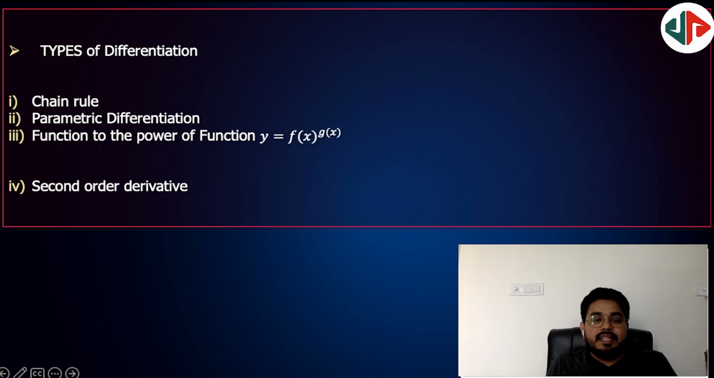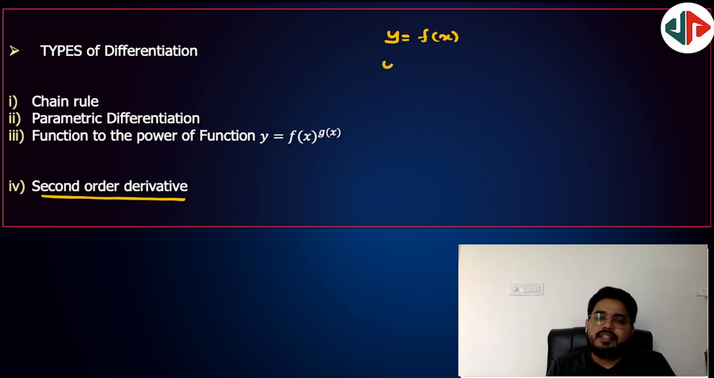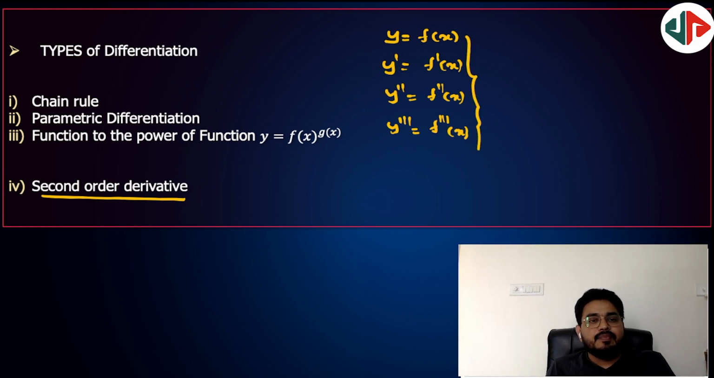second order derivative. When a function is successively differentiable, y is equal to f of x. First derivative, we write it as f dash of x. If you differentiate again, you will get the second derivative. If you do one more time, you will get the next. So you can do this successively. Second order derivative.